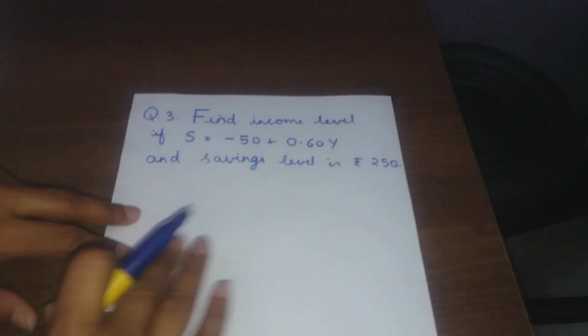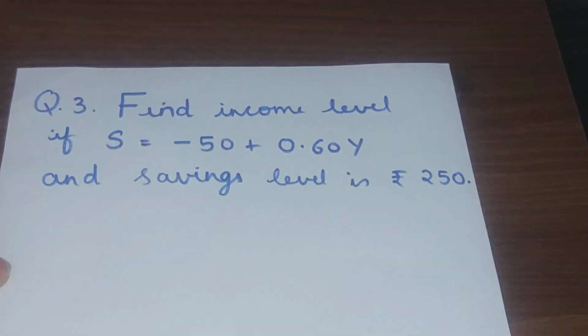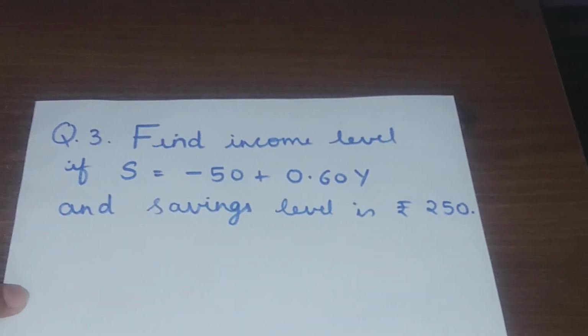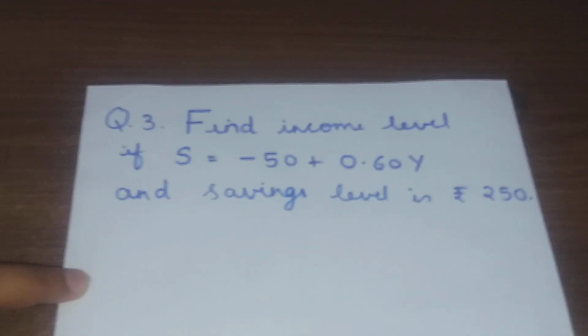Now the problem sum for you is this one. Find income level if S is equal to minus 50 plus 0.60 Y and savings level is rupees 250.